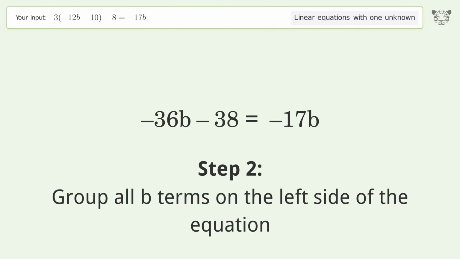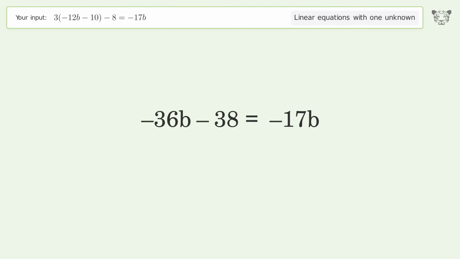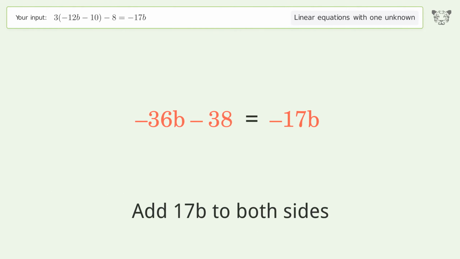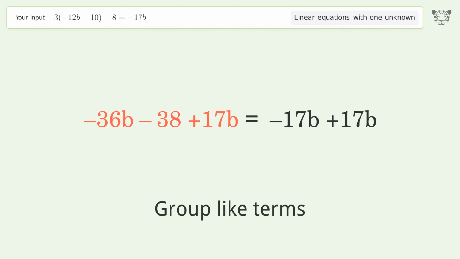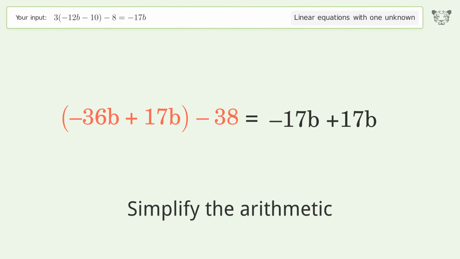Group all b terms on the left side of the equation. Add 17b to both sides. Group like terms. Simplify the arithmetic.